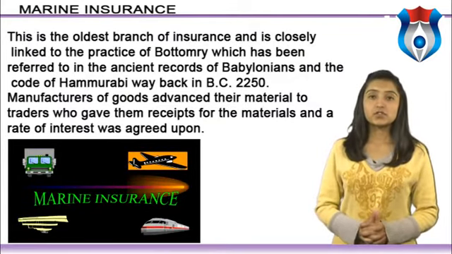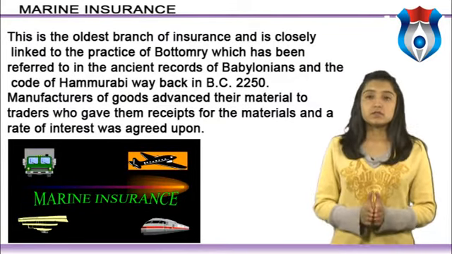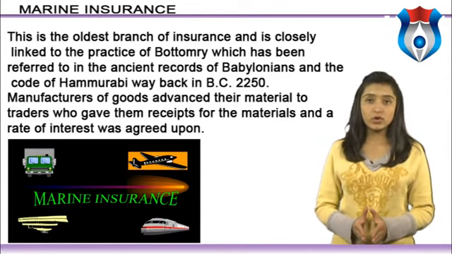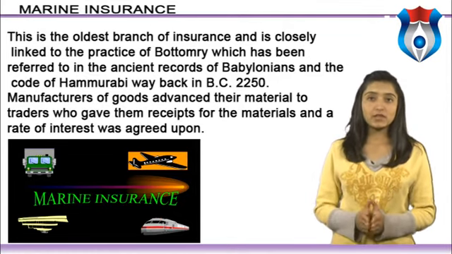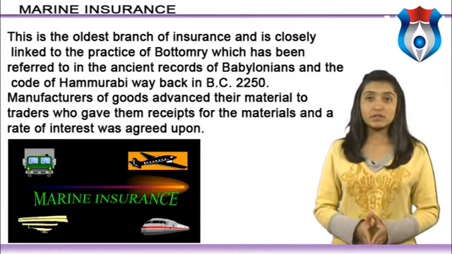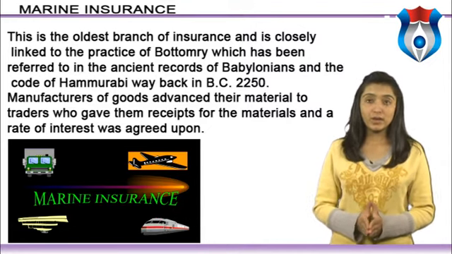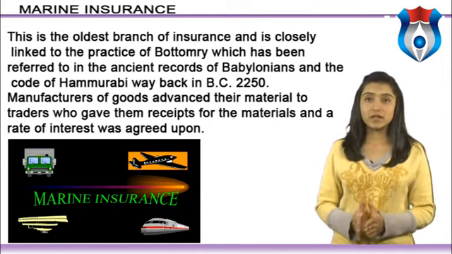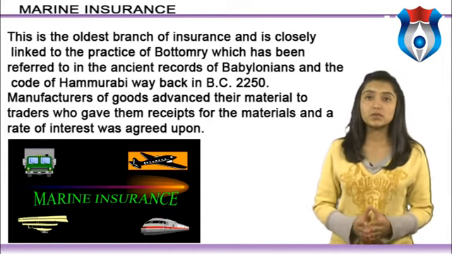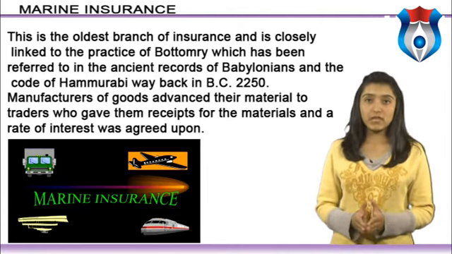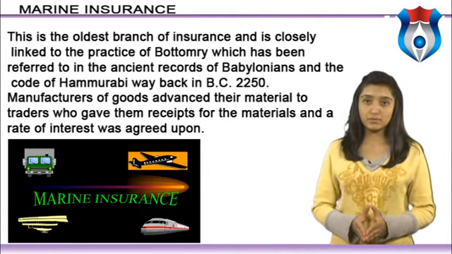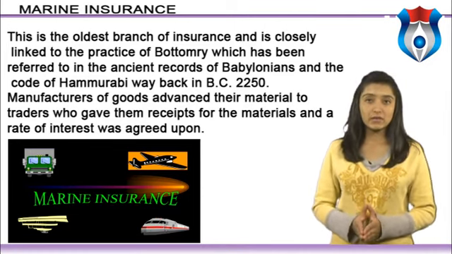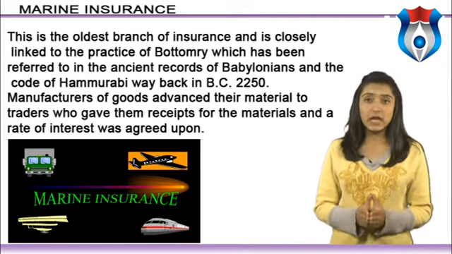Let us start with a brief introduction to marine insurance. This is the oldest branch of insurance and is closely linked to the practice of bottomry, which has been referred to in the ancient records of Babylonians and the Code of Hammurabi way back in BC 2250. Manufacturers of goods advanced their material to traders who gave them receipts for the materials, and a rate of interest was agreed upon. If the trader was robbed during the journey, he would be freed from the debt, but if he came back, he would pay both the value of materials and the interest.